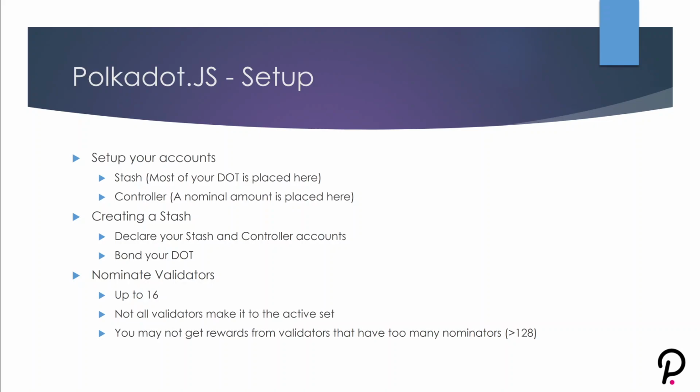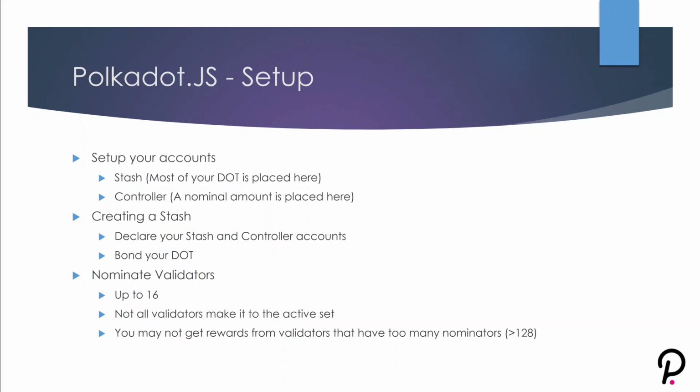Nominating validators, you can nominate up to 16 validators. And why is that important? It's important because, as I described before, not all validators make it to the active set. So if you only selected one or two and both don't get into the active validator set for that era, you don't get a reward. So you try to select as many as possible to improve your odds.